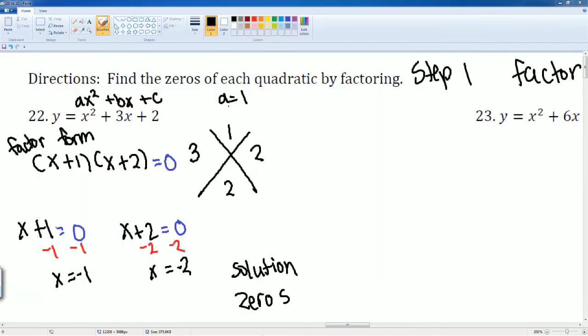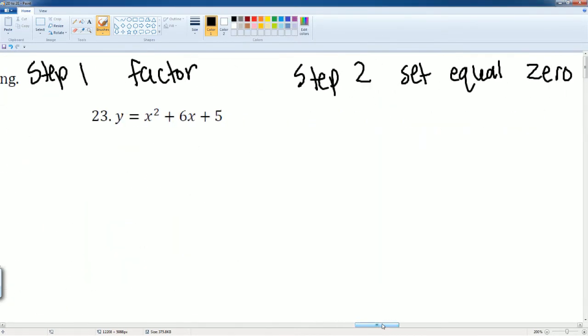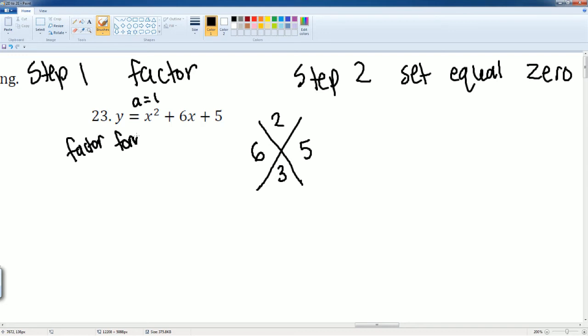All right, let's do 23 now. Same process, because we notice that a does equal 1. So we use our P and Q method. We want to find two numbers that multiply to make 5 and add to make 6. The two numbers I pick are going to be 2 and 3. 2 plus 3 is 5. 2 times 3 is 6. So in factored form, it will look like x plus 2 and x plus 3.